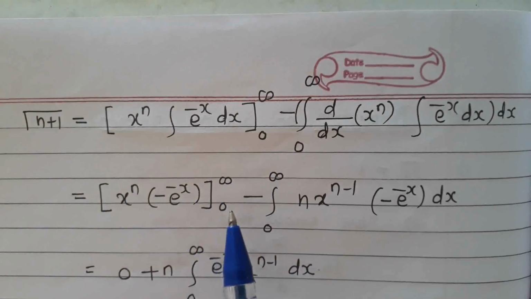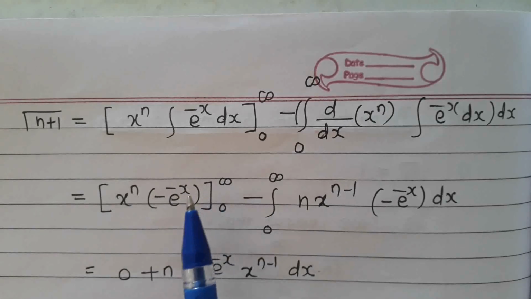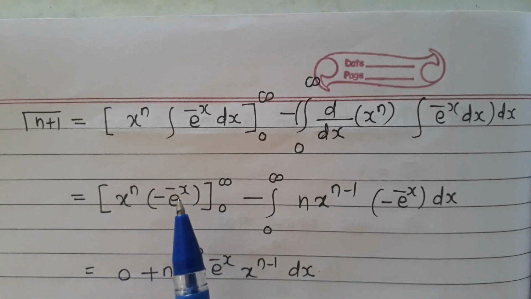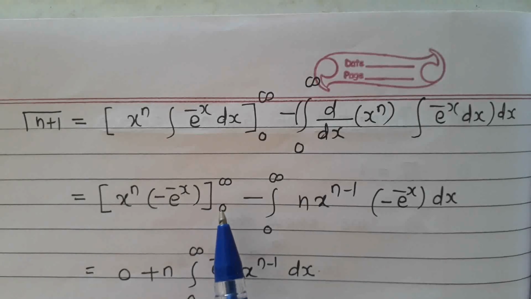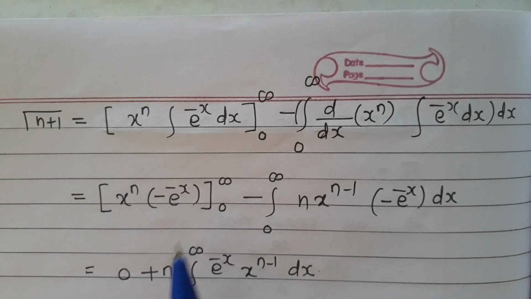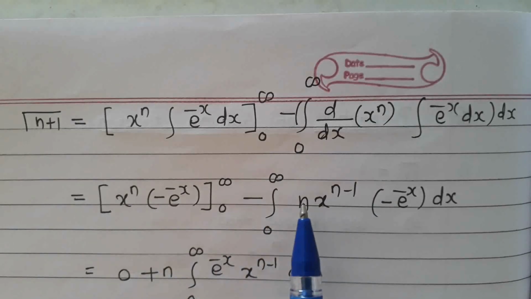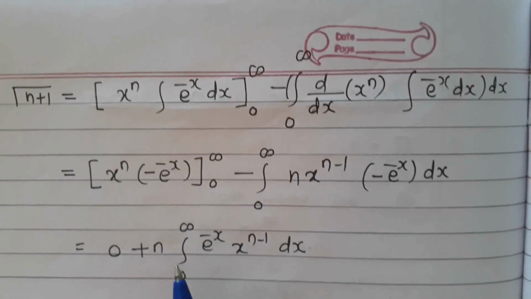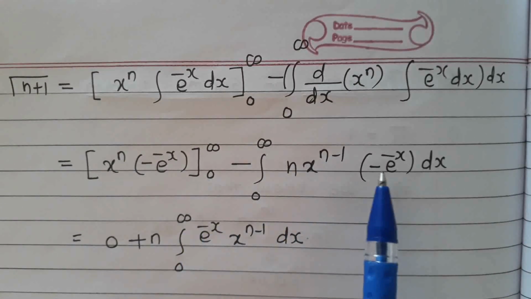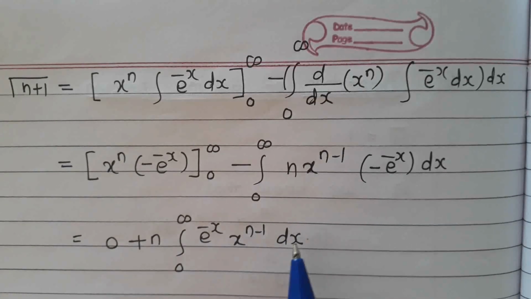When you apply the upper limit and lower limit to the first bracket, x becomes infinity and e raised to minus infinity is 0. So the first term becomes 0. Minus minus plus, if you apply the value x equals 0, the second term is also 0. So the value of this bracket is equal to 0. Now take this negative sign outside and this minus minus becomes plus. n is a constant outside the integral 0 to infinity, and two functions are left inside the integral, e raised to minus x, x raised to n minus 1, dx.